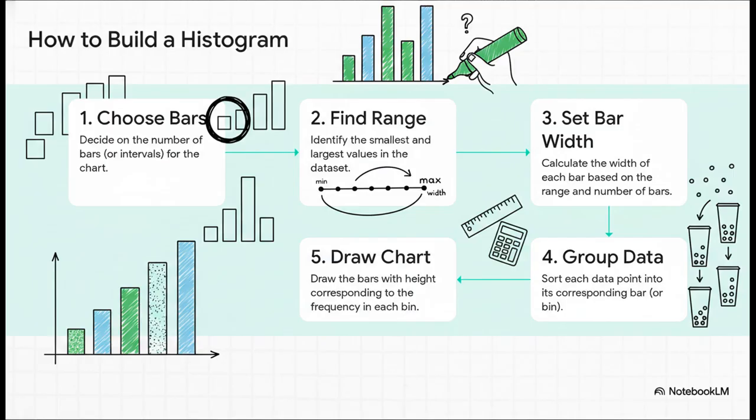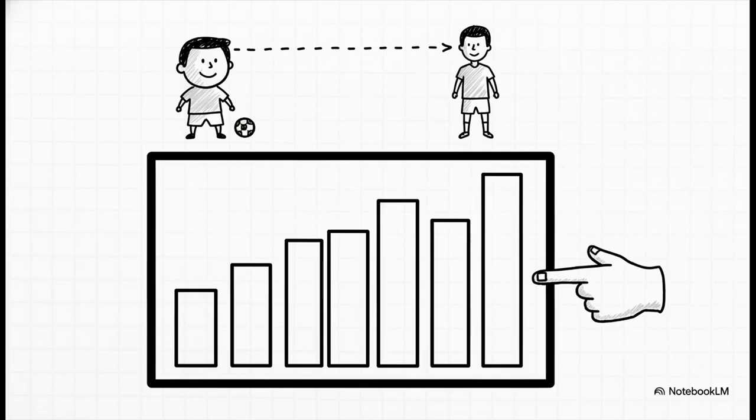First, you decide how many bars you want. Then you find the range of your data from the smallest number to the biggest. After that, you figure out how wide each bar should be. Then the big job. You group all your data into those bars. And finally, you just draw the chart. See? Totally logical. All right, let's apply this to our soccer data.